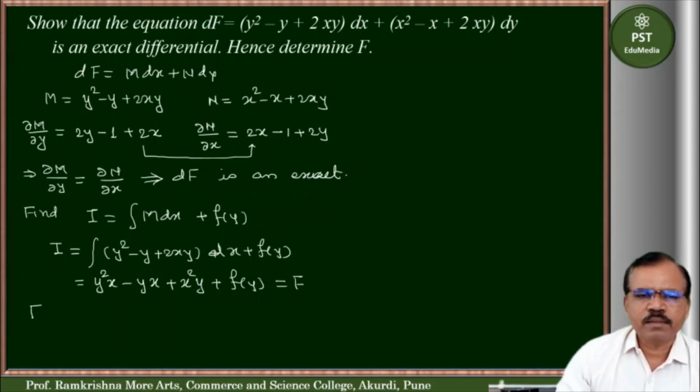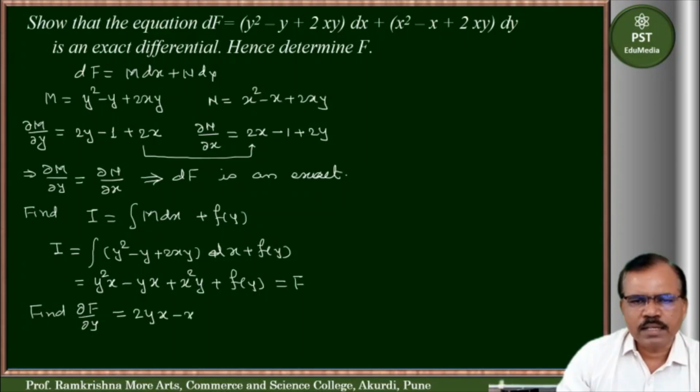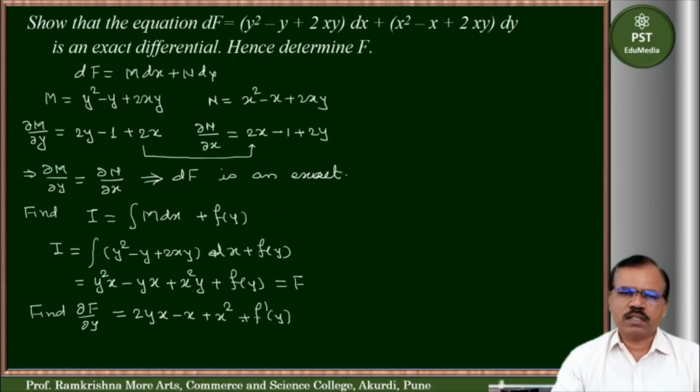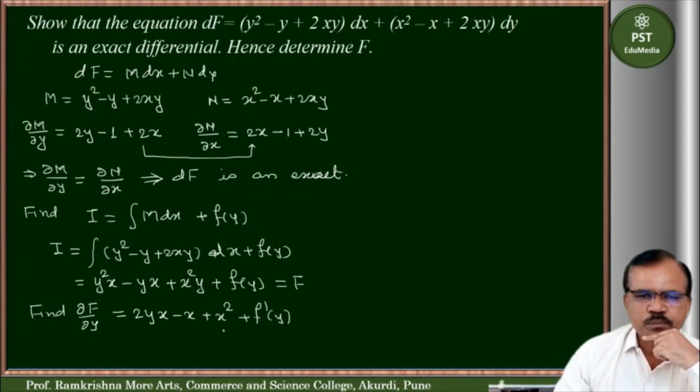Then find del f by del y. So what is del f by del y? Del f by del y, for this we will get 2yx minus x plus x square plus f dash y. F dash y means the first order derivative with respect to y. Now compare with n.